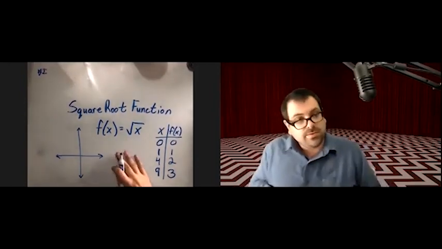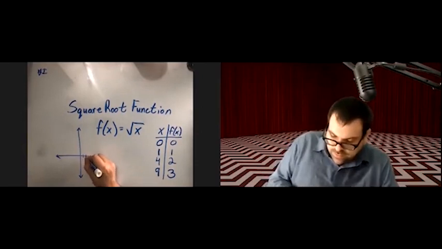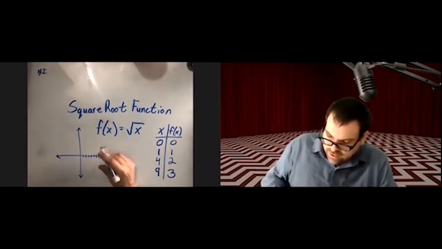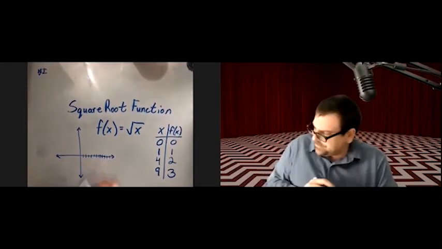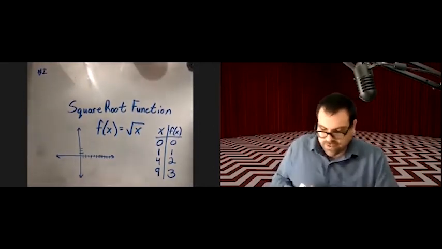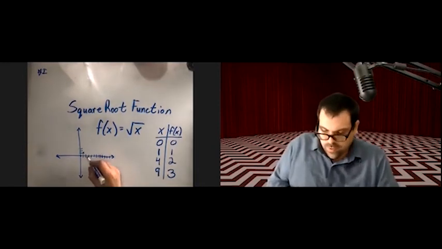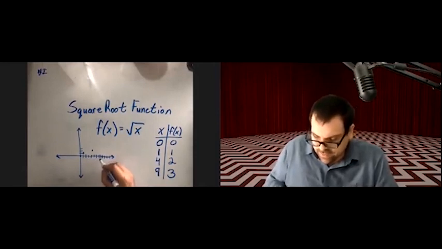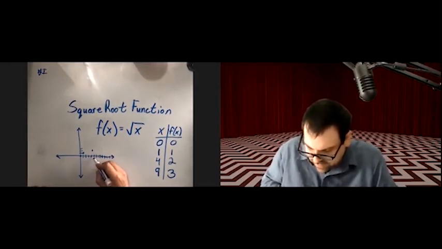Now I'm going to show something related to that in a second, but I want to get these points up here. So 0, 0, 1, 1, 4, 2, 9, 3. There we go.